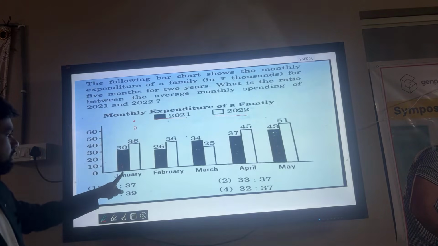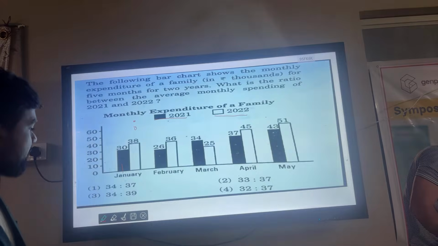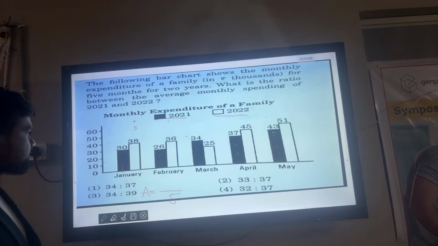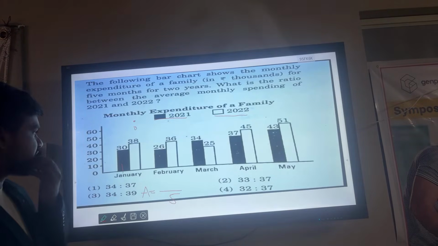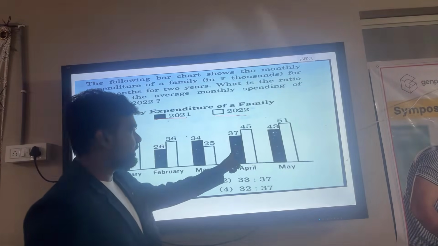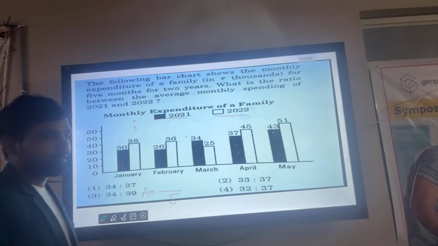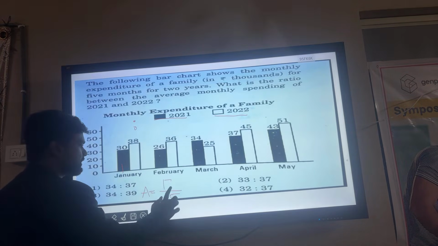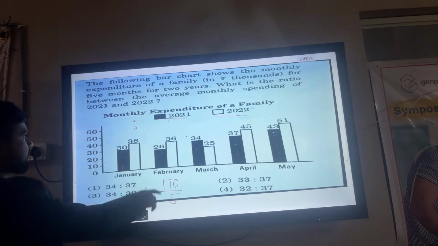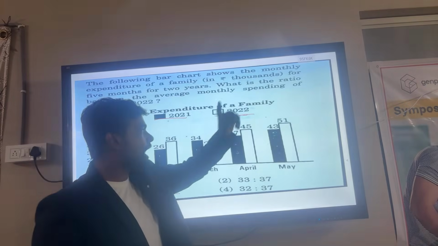2021 is nothing but this value. And average is nothing but what? Sum of events by number of events. So the number of events will be 5 because only 5 months we are calculating. And the sum of the events: 30 plus 26 is 56, 56 plus 34 is 90, 90 plus 37 is 127, 127 plus 43 is 170. 170 by 5: 5 3s are 15, 5 4s are 20. What is the average here? 34 for 2021.